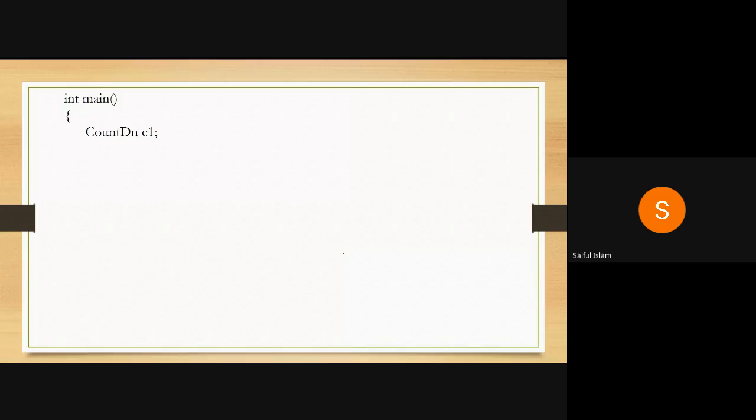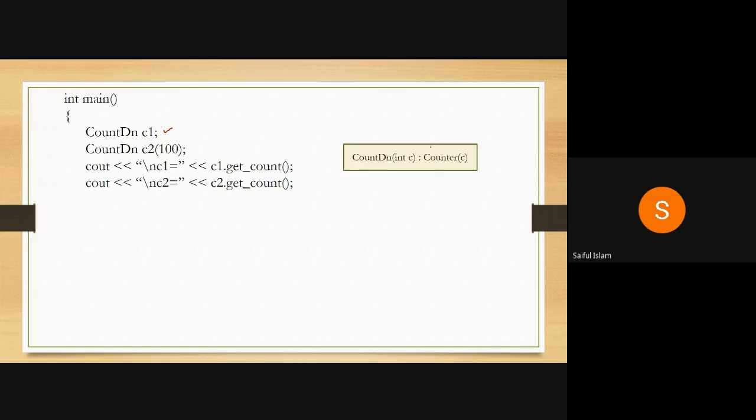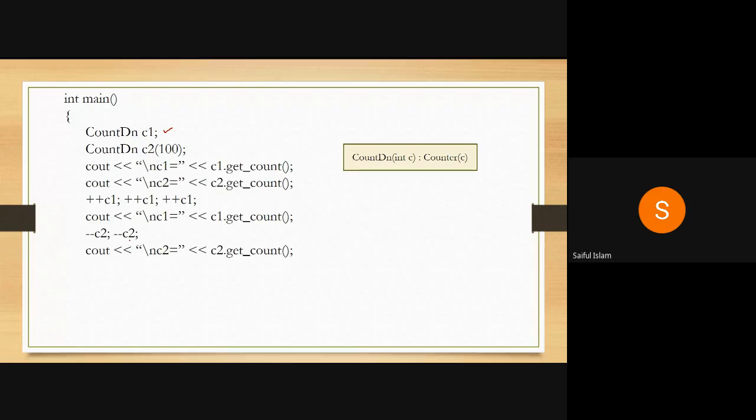So let's see how to use it. If you use countdown C1, the default constructor is invoked here. So the countdown constructor is invoked, and the default constructor invokes the counter constructor, the constructor of a base class. Now if you use countdown C2, what will it do? It will use the one argument constructor of the derived class, in turn using the one argument constructor of the base class. Then you are printing the values of C1 and C2. Then incrementing the value of C1 by 3. Then printing the value of C1. Decrementing the value of C2. Then printing the value of C2.